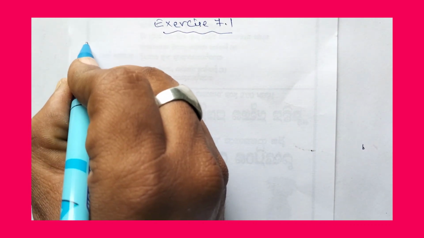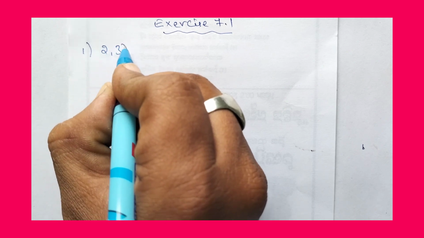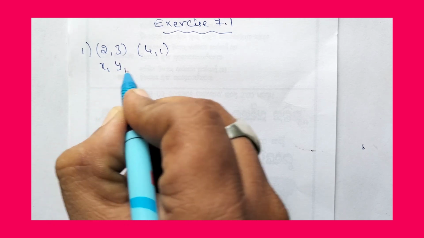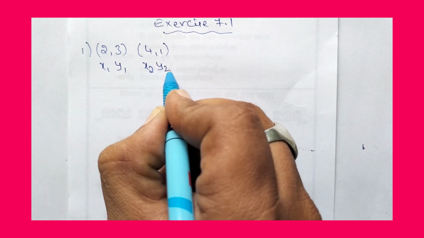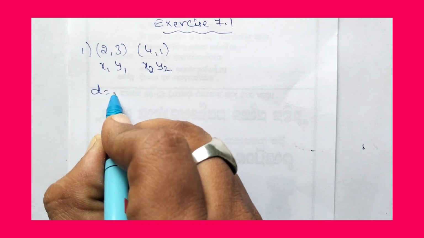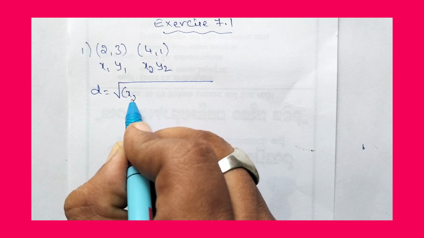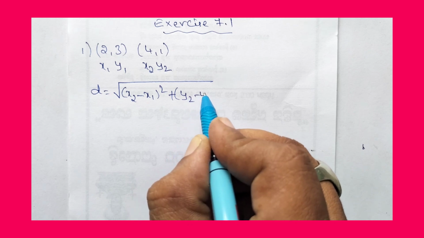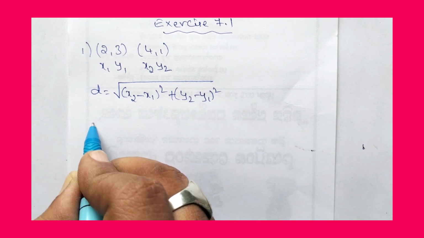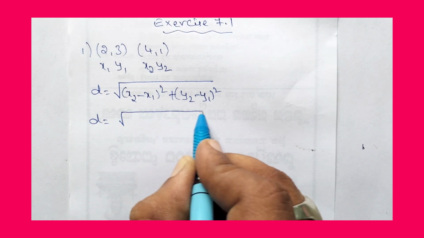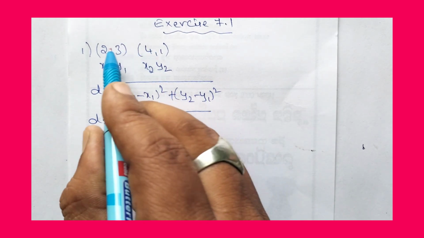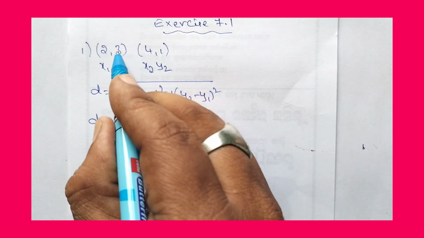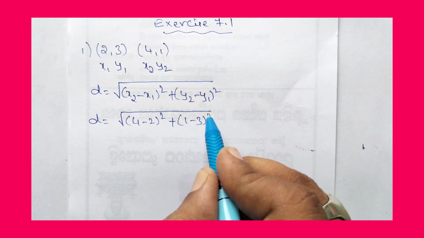Now in the first question they have given 2 comma 3 and 4 comma 1. So 2 comma 3 is x1 y1 and 4 comma 1 is x2 y2. So what is the distance formula? d is equal to square root of x2 minus x1 whole square plus y2 minus y1 whole square. So distance d is equal to square root of, what is x2 minus x1? 4 minus 2 whole square plus 1 minus 3 whole square.